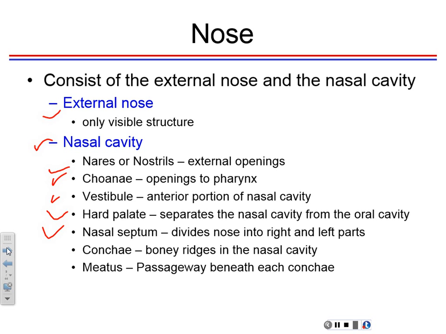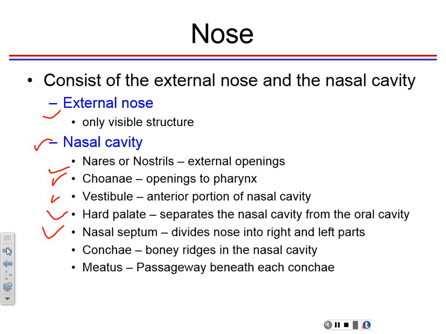And then the nasal septum is that division between the two nostrils, making it right and left. Sometimes people have a deviated septum, for example if they're snorting drugs all the time. It gets damaged, and then there's damage to that division.